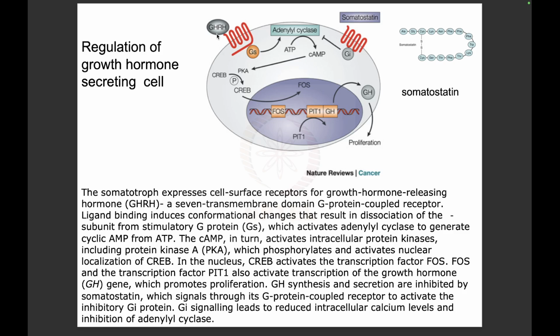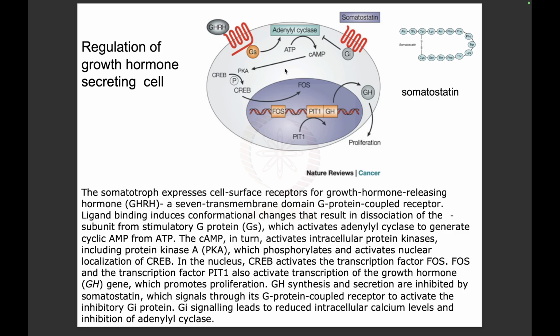So on one hand, growth hormone releasing hormone is ultimately increasing the synthesis of growth hormone. And on the other hand, growth hormone synthesis and secretion are inhibited by somatostatin, which signals through its G protein coupled receptor to activate the inhibitory Gi protein. So Gi signaling leads to reduced intracellular calcium levels and inhibition of adenylyl cyclase. Okay, so this is the basic concept.